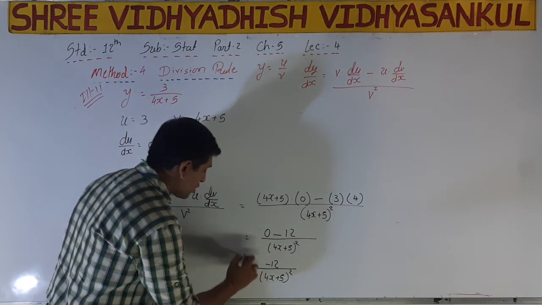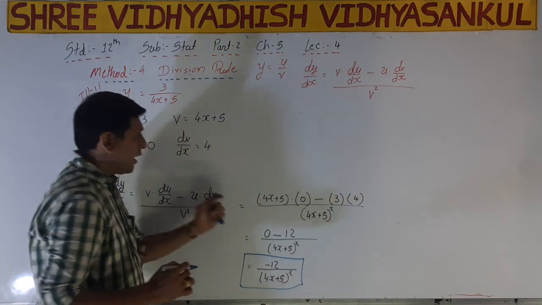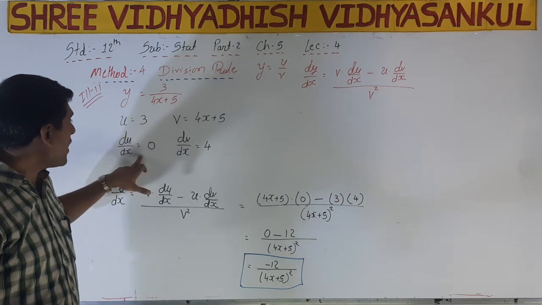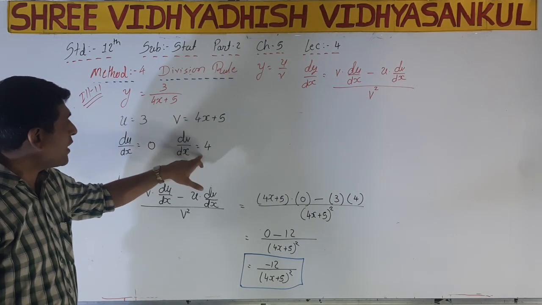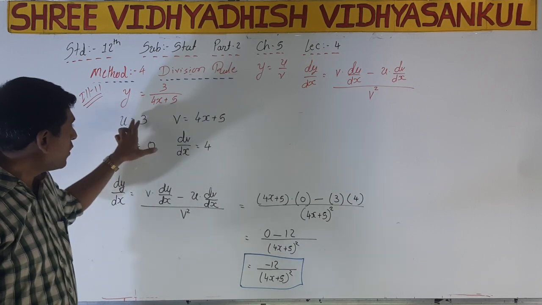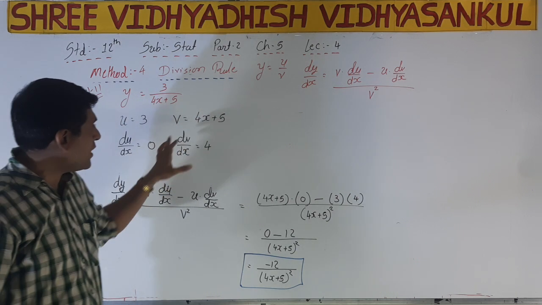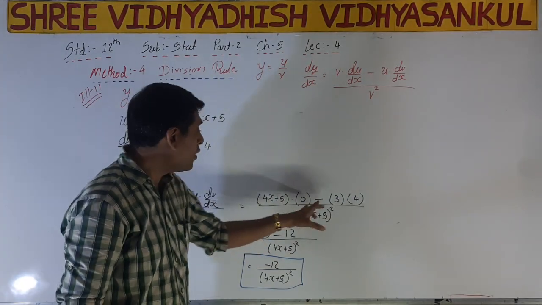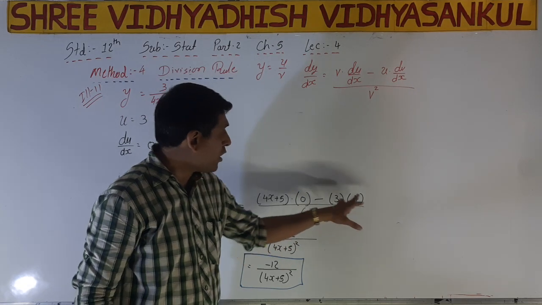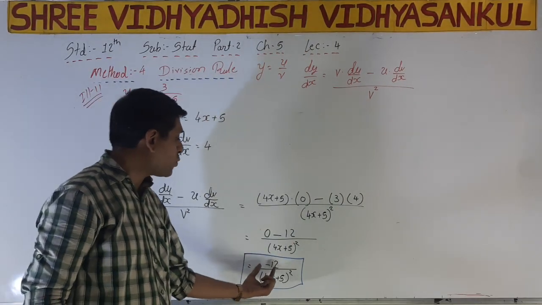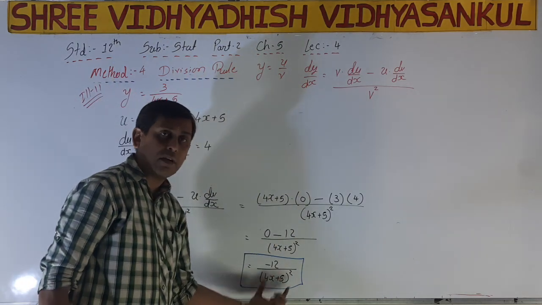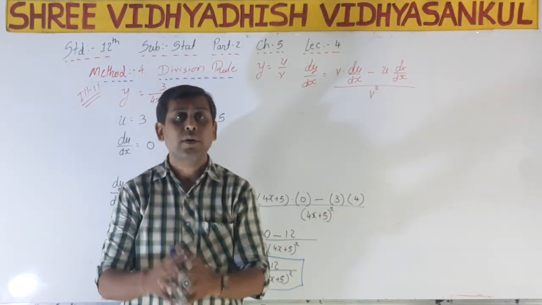That means illustration number 11 is very easy and is complete in 2 or 3 steps. Here u du by dx is 0, v dv by dx is only 4, then put the value: u into dv by dx, v into du by dx, these into these is 0 because 0 multiplied with any amount is 0. Here minus, then 3 4s are 12, 0 minus 12 that is minus 12, and in the denominator v square as it is, up to the answer. So here your sum is over, and illustration number 11 is over.